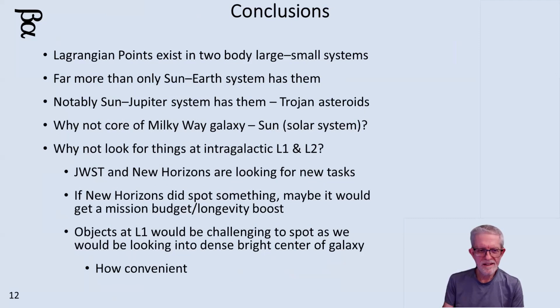So in conclusion, these L points exist for any two-body large-small system. And there are far more than the Sun-Earth system. Sun-Jupiter has them. That's where we get the Trojan asteroids. And why not the core of the Milky Way and the Sun? Basically our solar system being the smaller body. Why don't we take a look and see if there are things at the intragalactic L1 and L2?